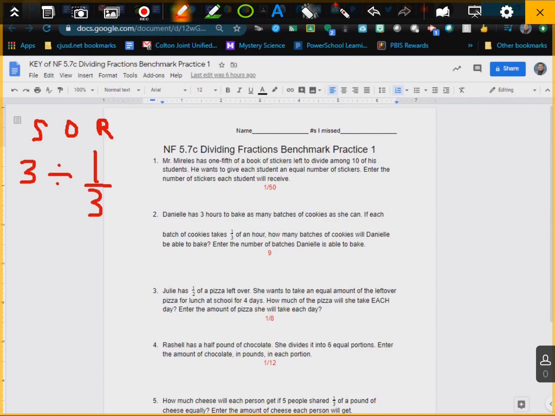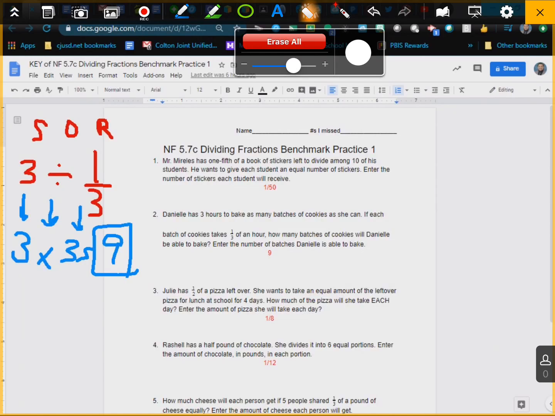So remember, same, opposite, reciprocal. The 3 hours is being divided. It's her time that's being divided, not the batch. So 3 stays the same. Opposite of division is multiplication. And the reciprocal is 3/1 or 3. And 3 times 3 is 9. She'll be able to have 9 batches. That's our final answer. All right, let's go ahead and do number 3.